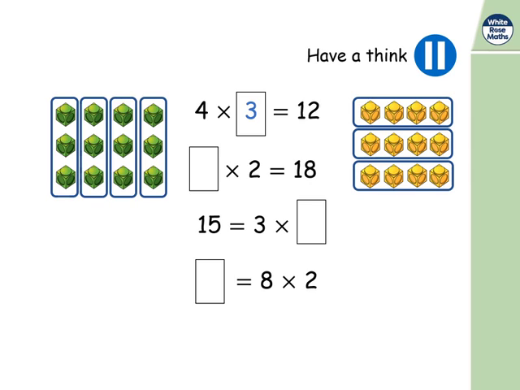How did you get on? 9 times 2 is equal to 18, so that could have been 9 groups of 2, or 9 2 times. We needed 15 cubes for this one, and they could have had 3 groups of 5, or 3 5 times. And then 8 groups of 2, or 8 twice, is 16.